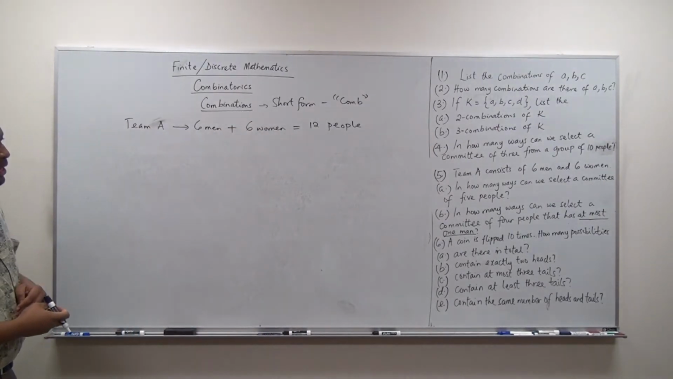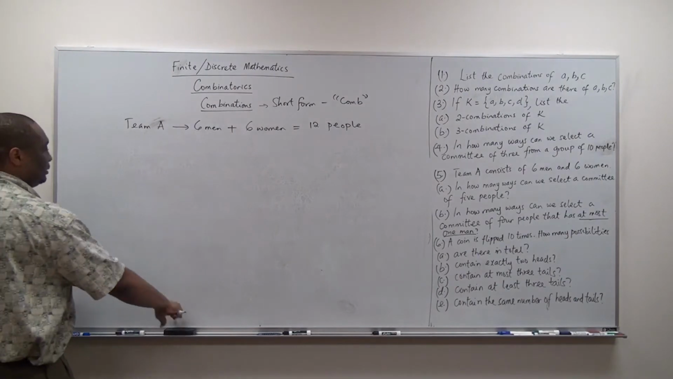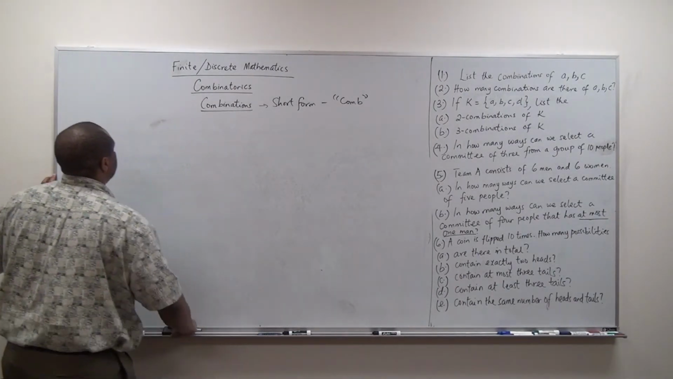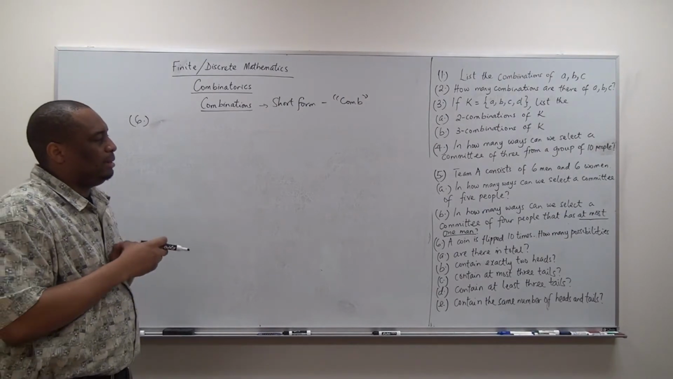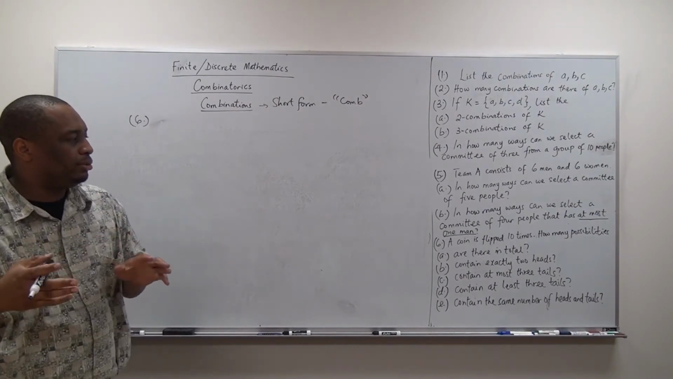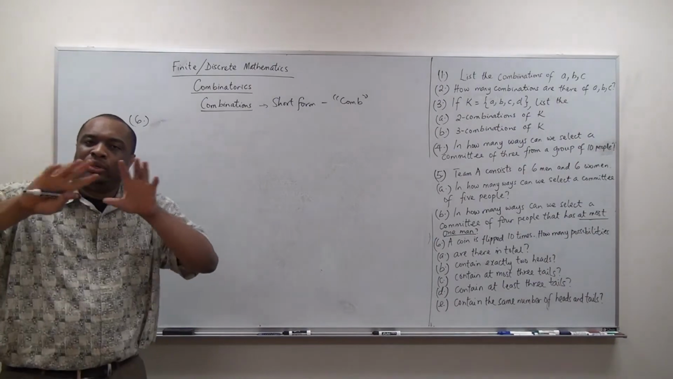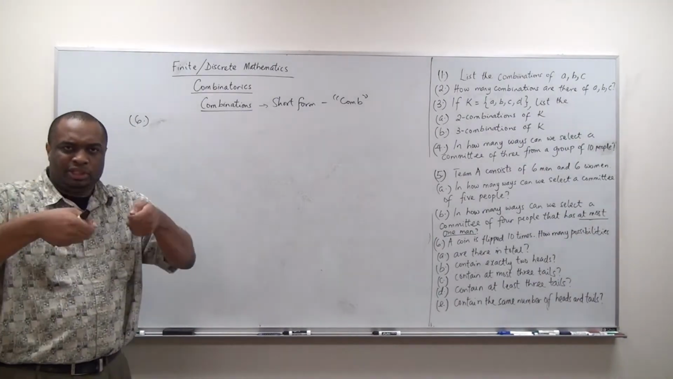Okay, number 6: a coin is flipped 10 times. How many possibilities are there in total? Now, when you come to a toss of coins.